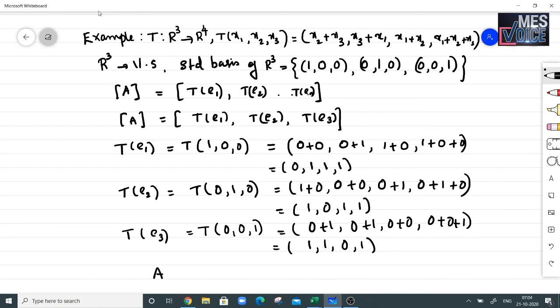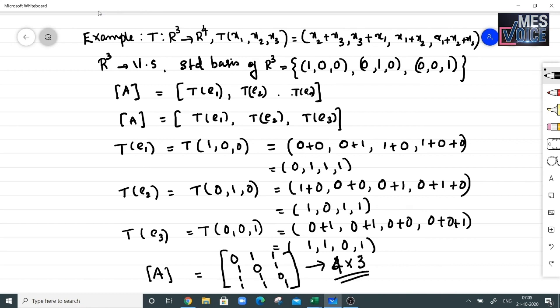Therefore, the matrix of the linear transformation T is written as the first column is T of E1, that is 0, 1, 1, 1. Write it vertically. And the second column is 1, 0, 1, 1. And the third column is 1, 1, 0, 1. This is the matrix of the linear transformation. And by examining it, we know that this is a matrix of order 4 by 3.